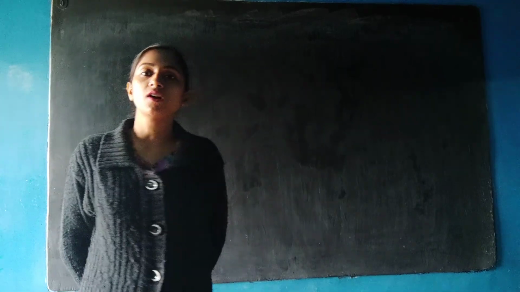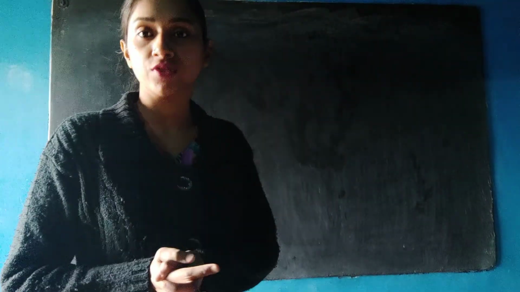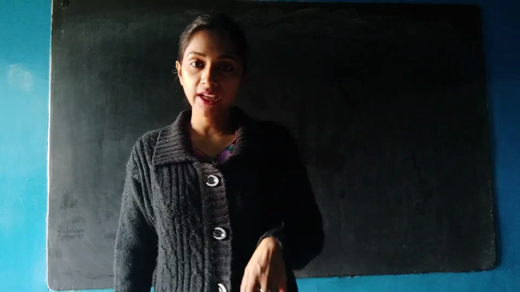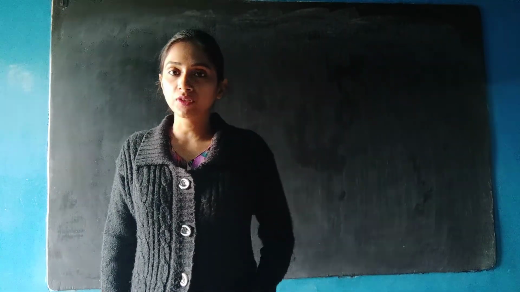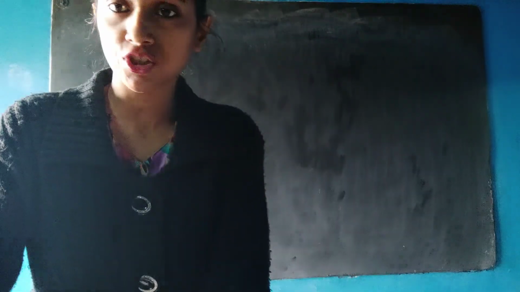In this video I will start with the chapter that is already there in your unit test syllabus. That is, the chapter name is the leaf. There are total 3 chapters in your life science syllabus, that is the leaf, the flower and the cell. So today in this video I will start with the first chapter, that is the leaf. So let's start with the chapter.